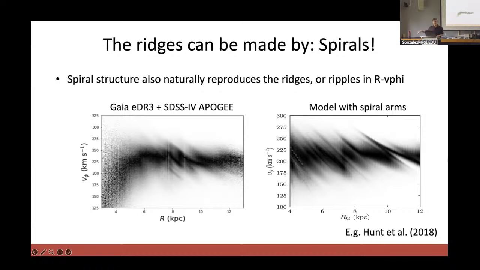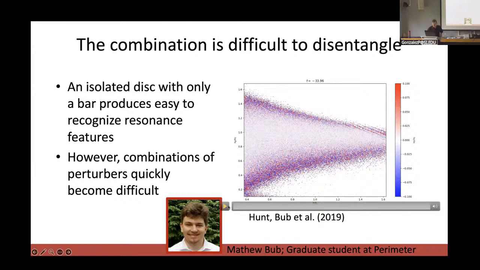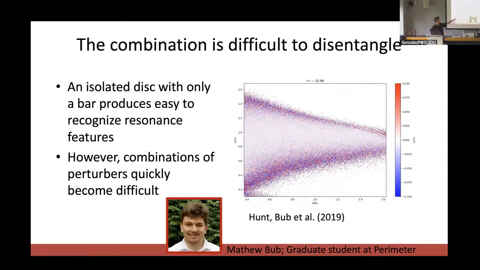You get all the same kind of ridge features, but there's no bar in that model. And if you have one or the other, you can do this kind of measuring of bar pattern speed from the ridges. This is quite an old animation now from a former undergrad of mine, Matthew Bubb, but I still like what it shows, where you have a smooth disk, nothing going on, you have no ridges in the space. This is the view colored by radial velocity.